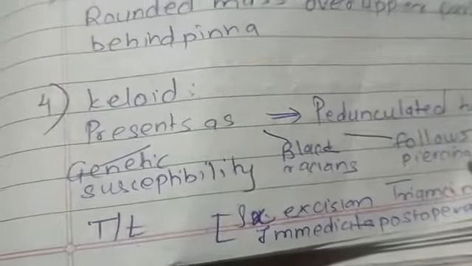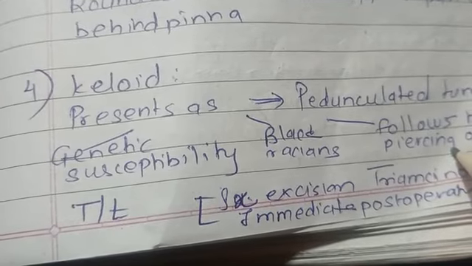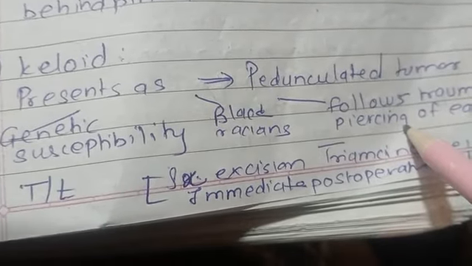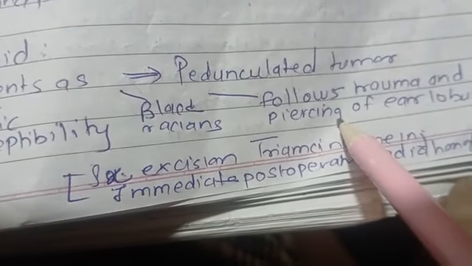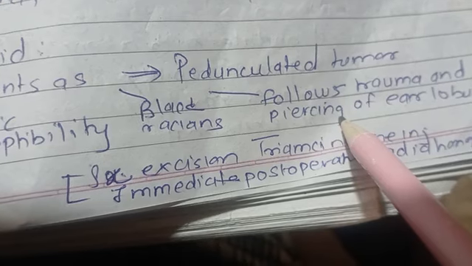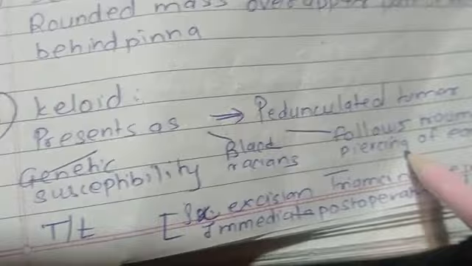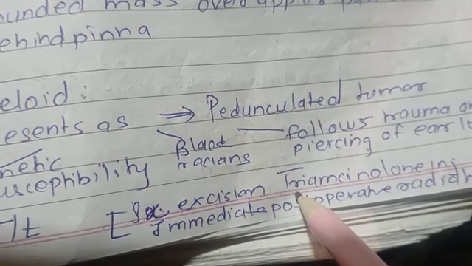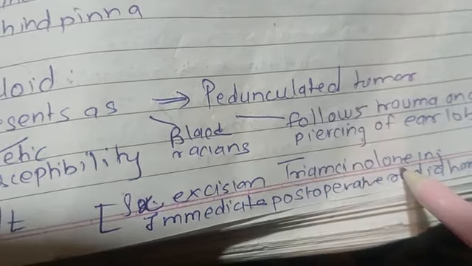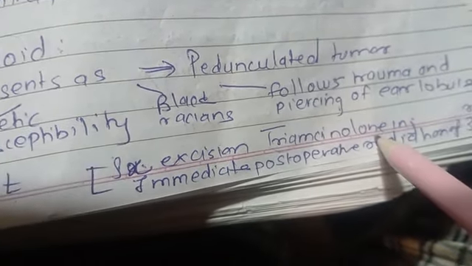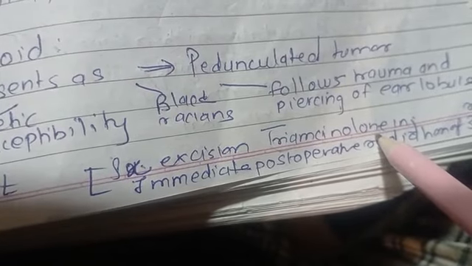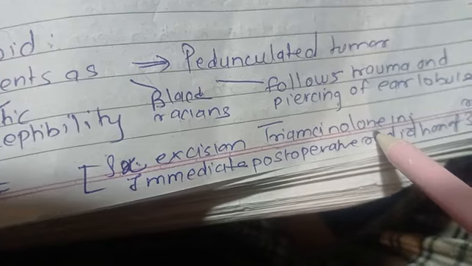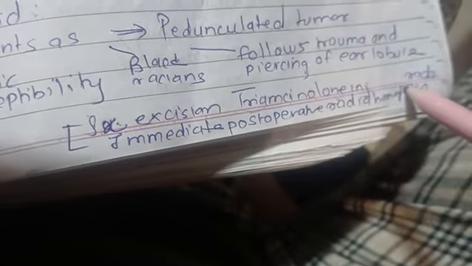pedunculated tumor, which is due to genetic susceptibility, black races, and it follows trauma and piercing of ear lobules. These are the predisposing factors. Talking about treatment, that's surgical excision, along with injection of triamcinolone at the surgical site, and also immediate post-operative radiation of 300 rads.